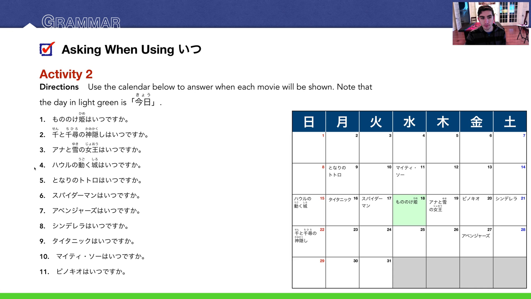4番, number 4. ハウルの動く城はいつですか? ハウルの動く城 is Howl's Moving Castle, another Studio Ghibli film, a Hayao Miyazaki film. So it's right here, the 15th, on Sunday of this week. And be careful. It was on Sunday. So you have to use the past tense. In this case, it would be 今週の日曜日でした。 Okay.